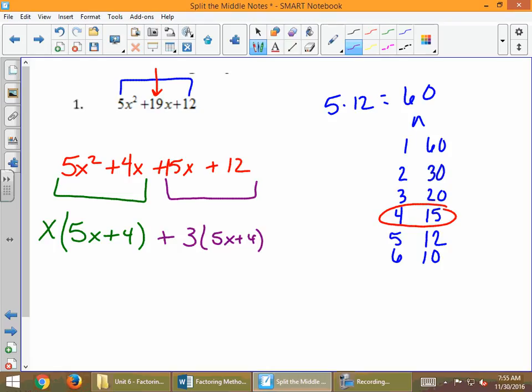And your last step. What's going to go in that first parenthesis? And what's going to go in the second?